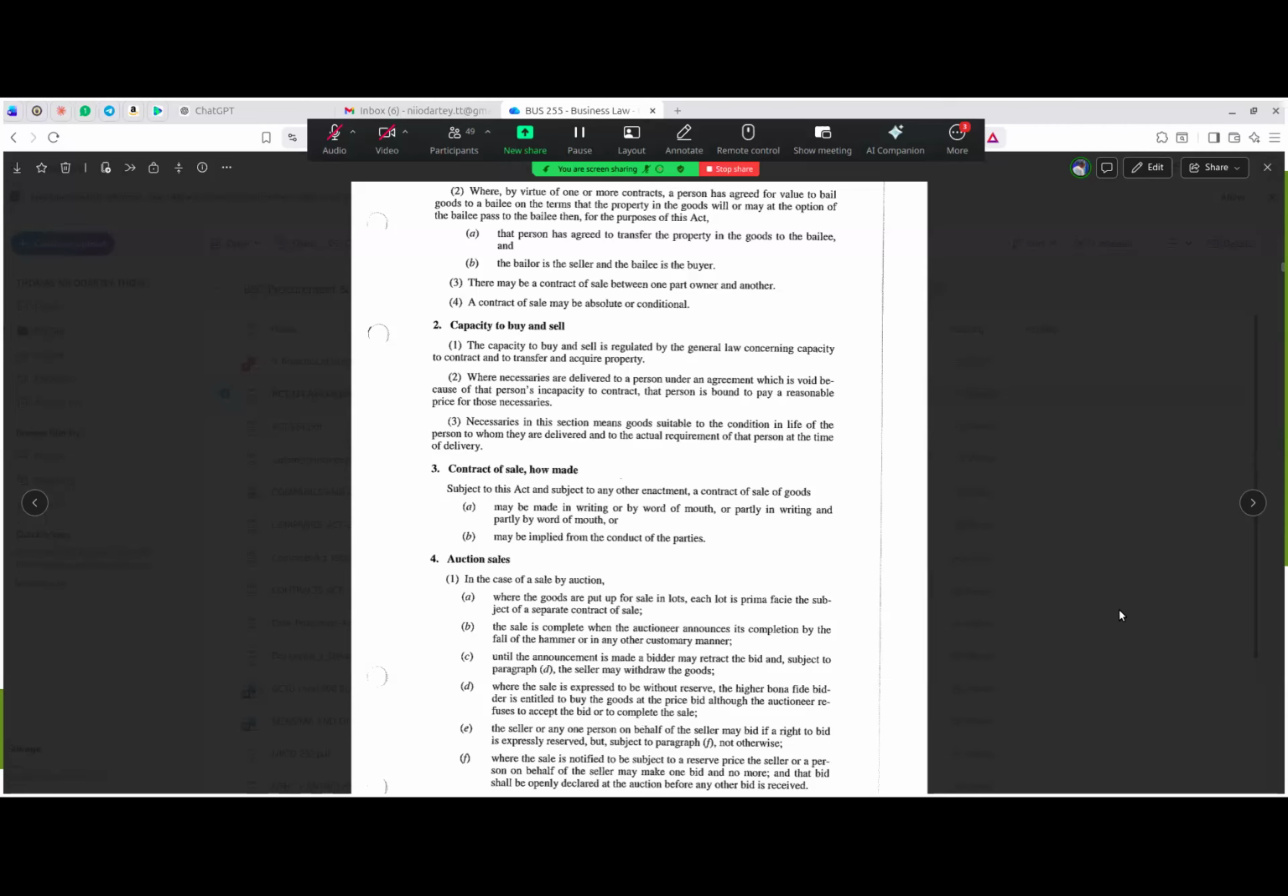Yes, Afreda. Subsection 3. Necessaries in this section means goods suitable to the condition in life of the person to whom they are delivered and to the actual requirement of that person at the time of delivery. Thank you very much. What it means is that even though we are talking about food as a necessary for somebody, it is based on the time.